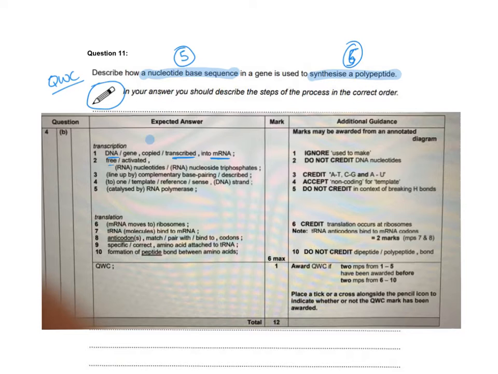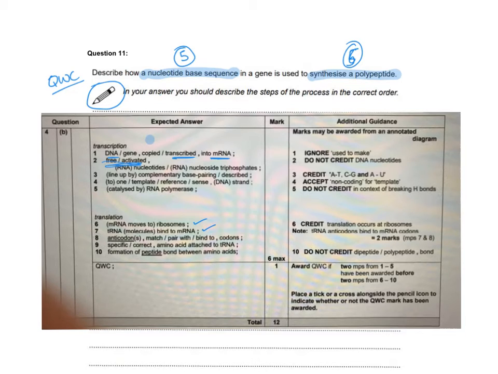This second point came up a lot. Just remember that free activated nucleotides. Complementary base pairing was done really well using a template strand, and that is catalyzed by RNA polymerase. That was generally done really well. And then on translation, the mRNA moving to the ribosome was good. tRNA molecules bind to mRNA.